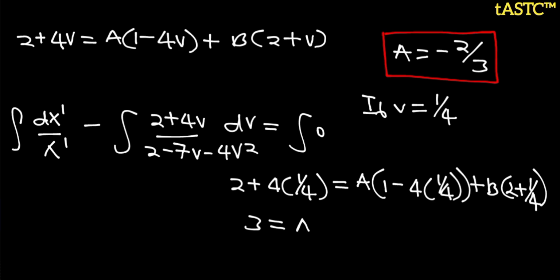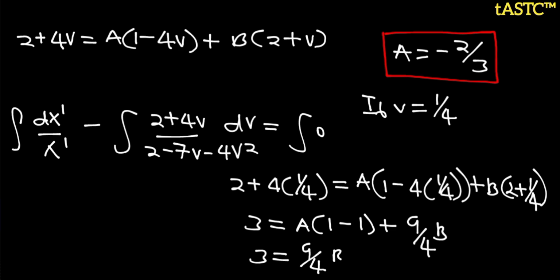And on this side we're going to have an a into 1 minus 1, which gives us a 0, and here we have 2 added to a fourth. What is that going to give? So that should give us a 9 over 4. So we have 9 over 4b. Now, of course, we know this should be eliminated. So this is going to be 3 equal to 9 divided by 4b.